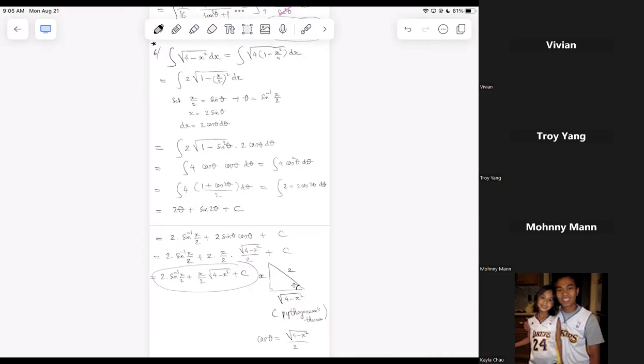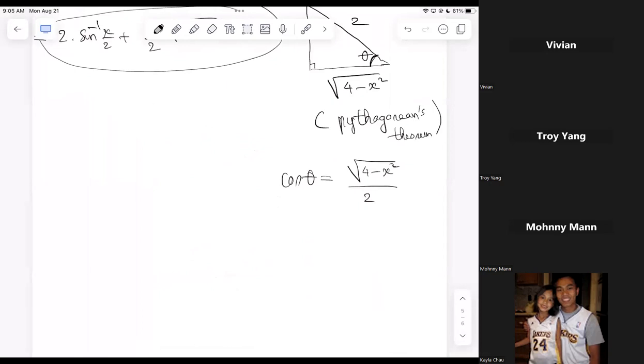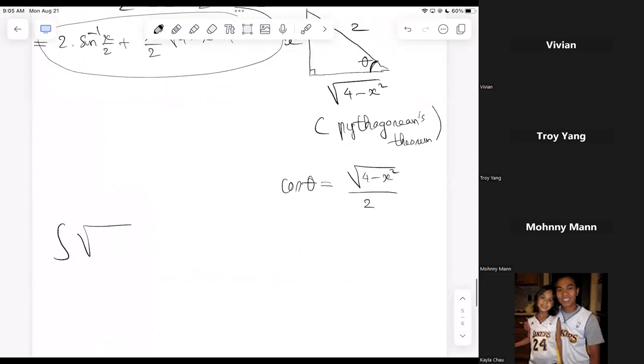Okay, remember, this problem is important. I will likely test you guys on a similar problem on the final. Maybe I will test you on the integral of not exactly 4 minus x squared, but 9 minus x squared, or maybe 4 minus 9x squared.